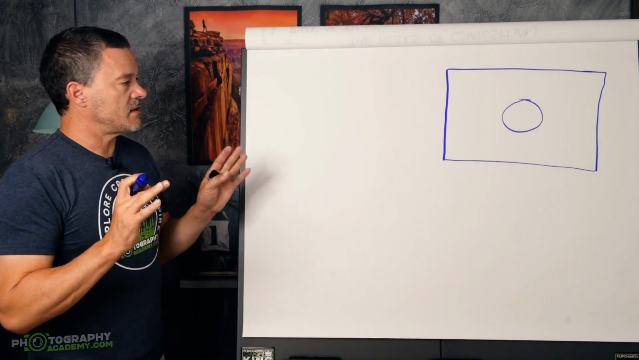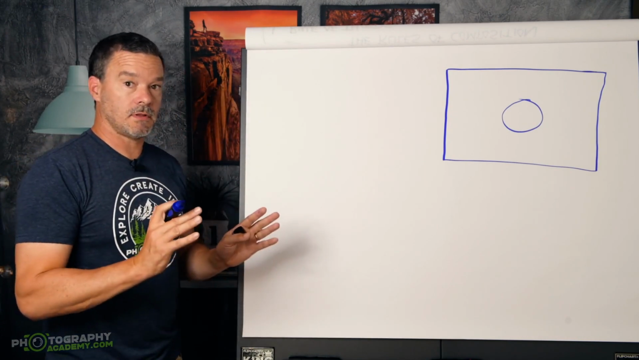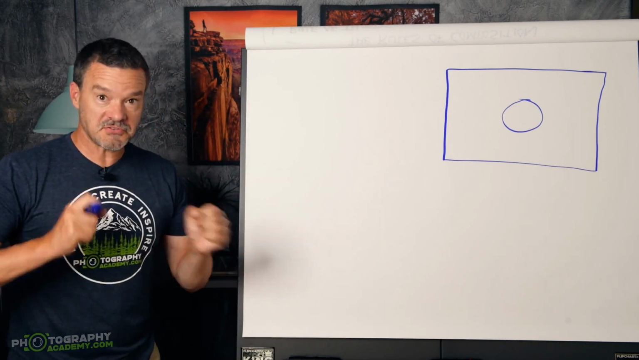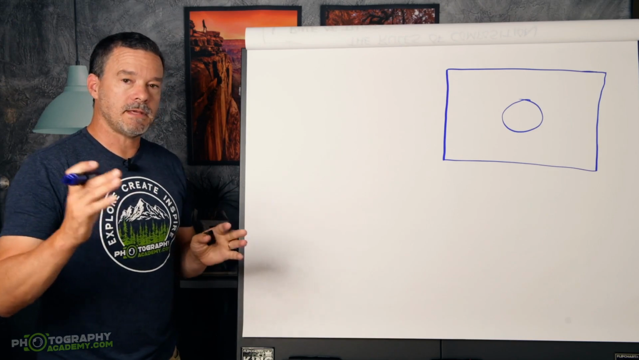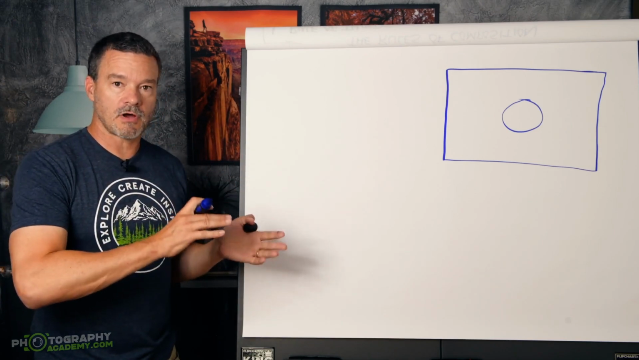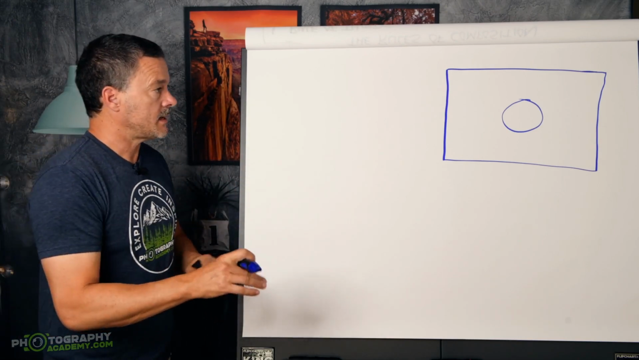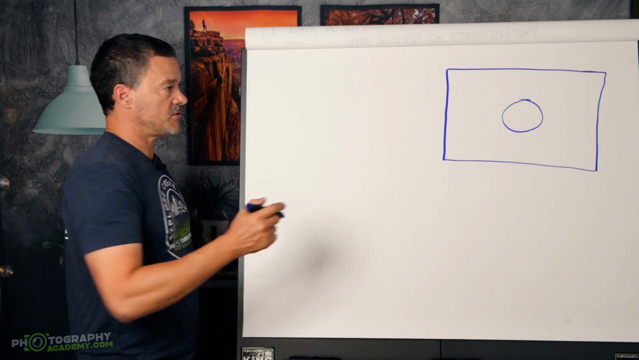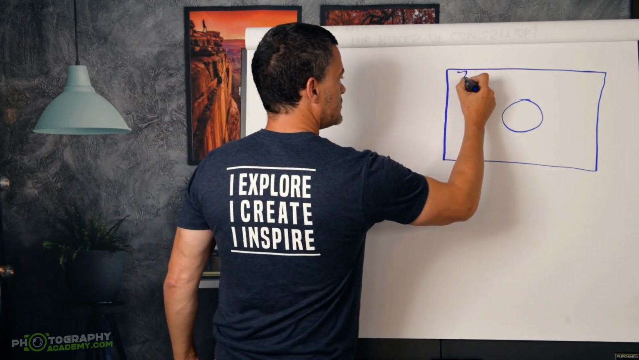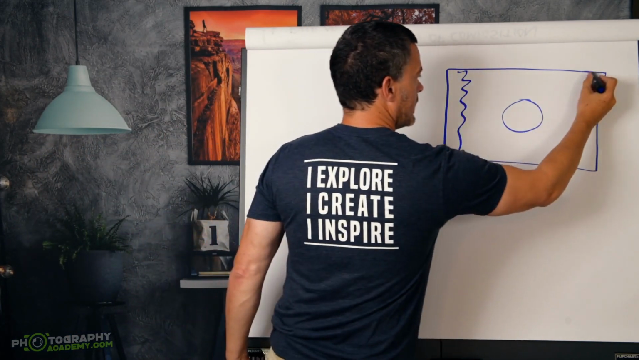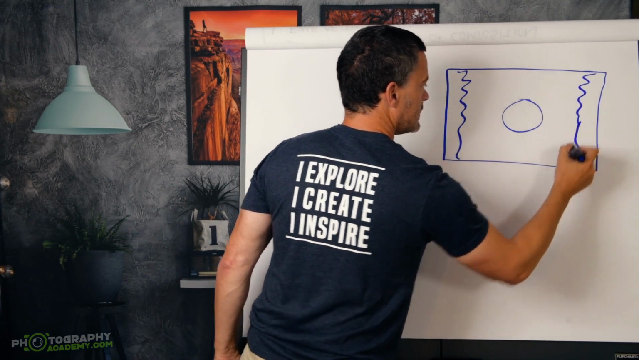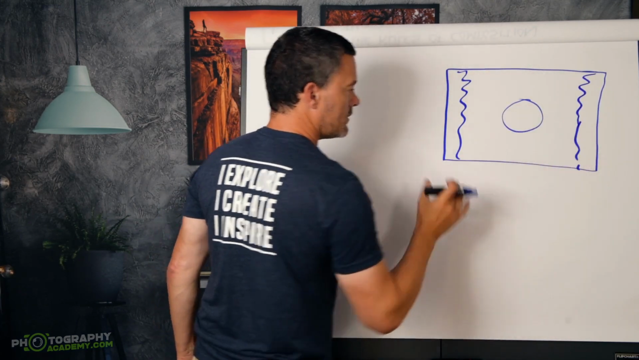But then you ask yourself, is it possible that if I move using my feet, I might be able to include some other rule of composition in the photo? Like, could I position myself so that there will be a tree on the left and a tree on the right? So now you've got framing going on.